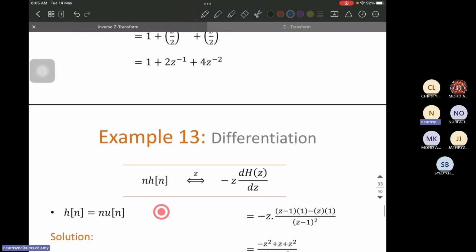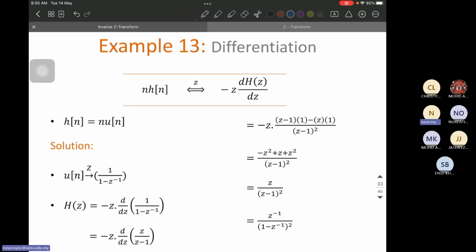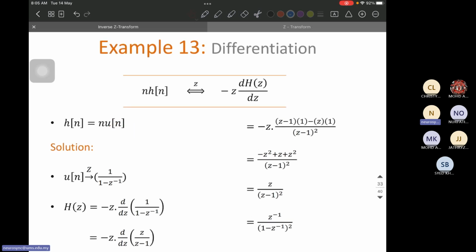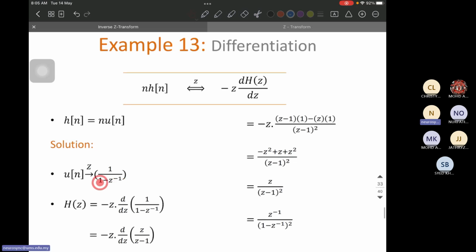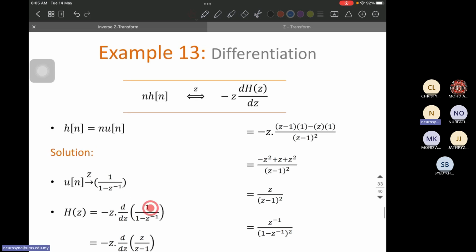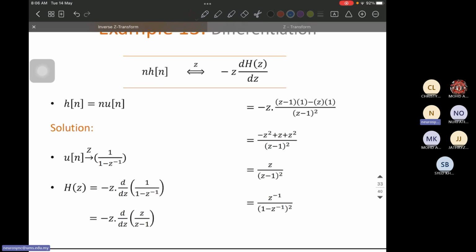Now, differentiation: if n is multiplied in the time domain, then the z transform is minus z d/dz of H of z. For example, if h of n equals n into u of n, we know the z transform of u of n is 1 by 1 minus z inverse. If n is multiplied, it is minus z d/dz of this, and if we solve this, it is z divided by z minus 1.